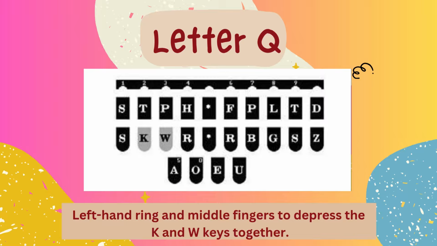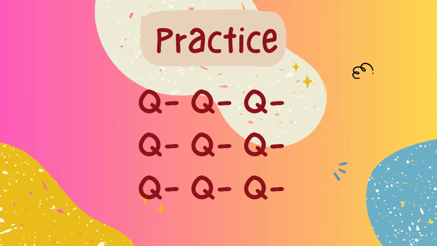Again, for letter Q or initial Q, we are going to use the initial K and W using our left ring and middle fingers. So you depress them together simultaneously and release quickly, and that's initial Q or the letter Q. Now let's try to practice initial Q. Please get your steno keyboard, your machines if you have, or your improvised steno keyboard. That would be fine. Let's start.